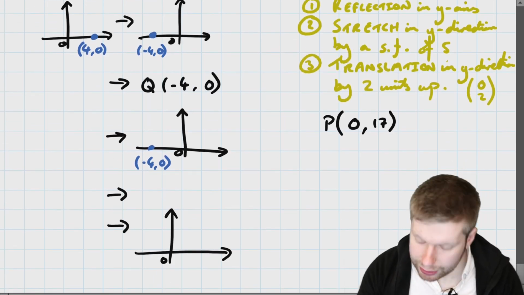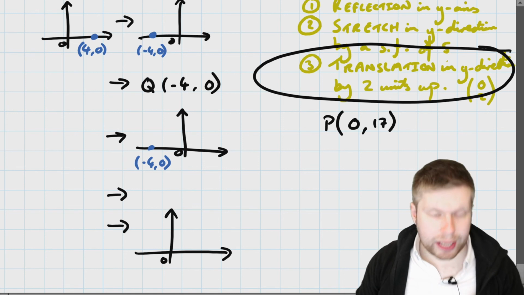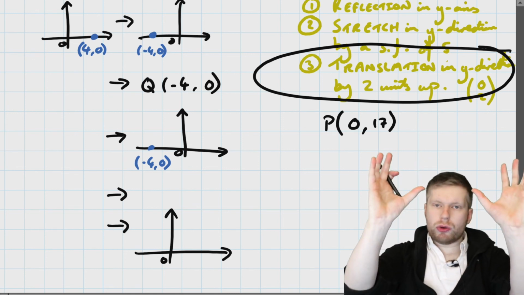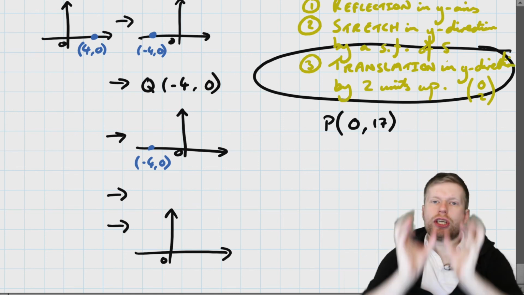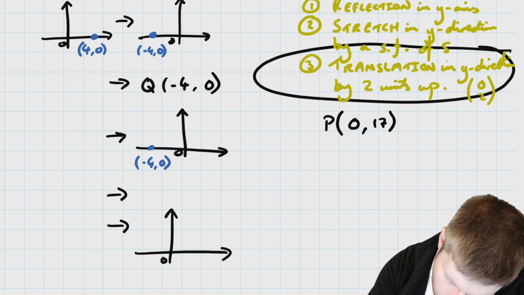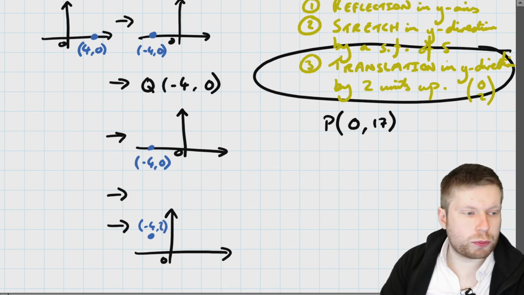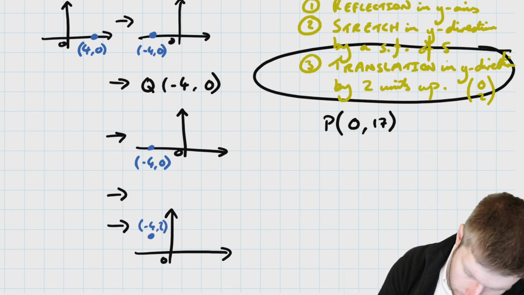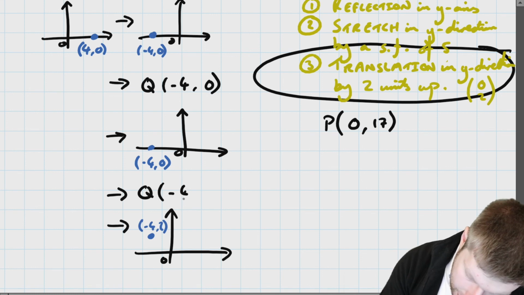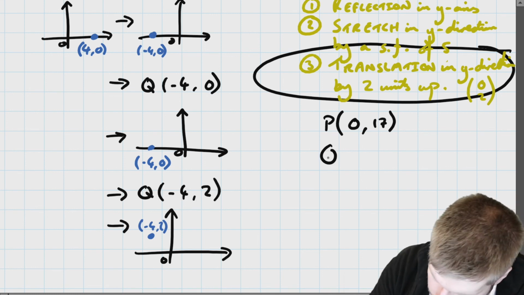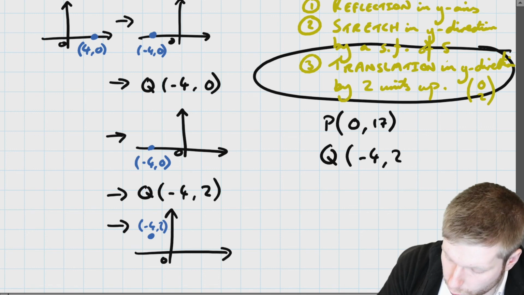Now let's think about the last thing. This one is just a translation in the y direction 2 units up. So I'm literally taking the point and just shifting it up by 2 units. So that will move up here. It will still have an x coordinate of negative 4, but the y coordinate will be 2 above where it was previously. So it'll be negative 4, 2. That will be the final position of Q. So Q will end up at negative 4, 2.